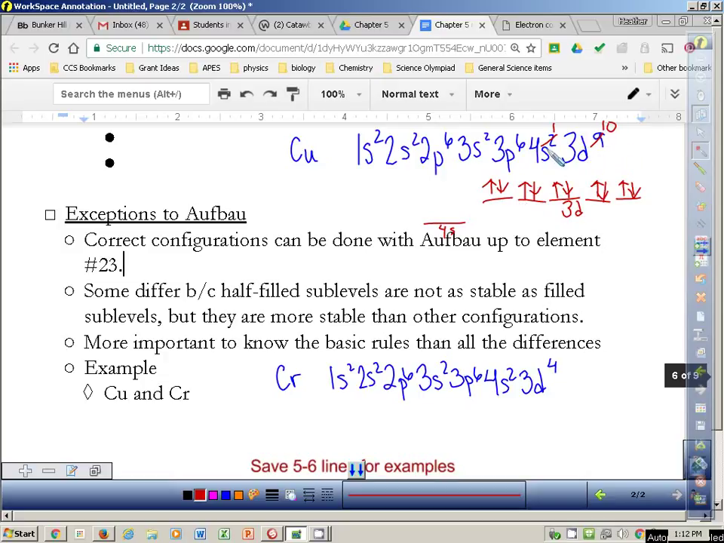What it does, the words you can use, is it promotes one of the 4s electrons up to the 3d. You want to take a guess what this one does? It's very similar. Yep, the 2 becomes a 1, and the 4 becomes a 5. It takes 1 out of the s, promotes it to the 5.